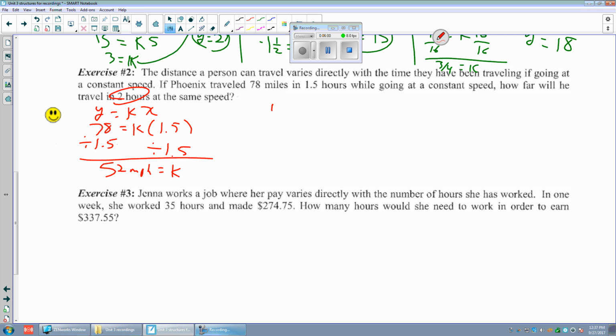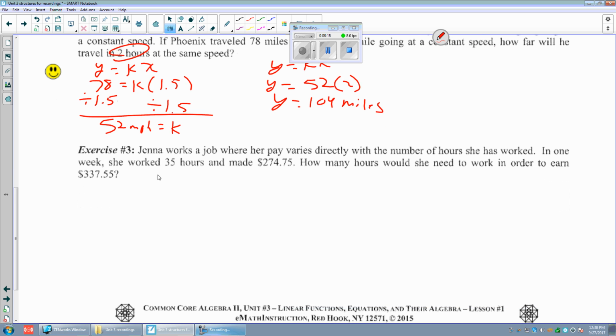How fast does it go in 2 hours? Y equals kx. Y equals 52 times 2. Y equals 104 miles. Done. Read the question. Make sure I answered it. Yes.